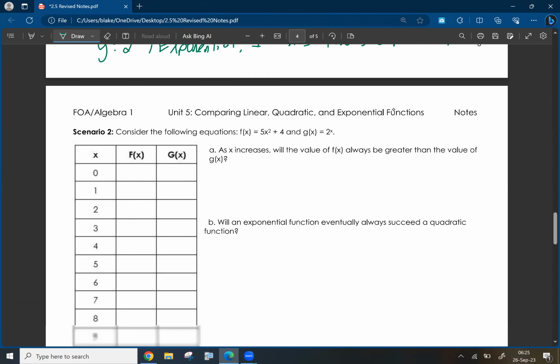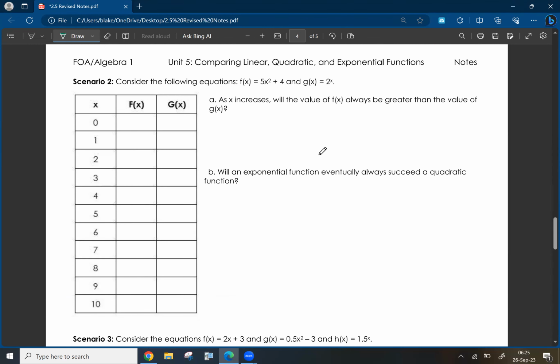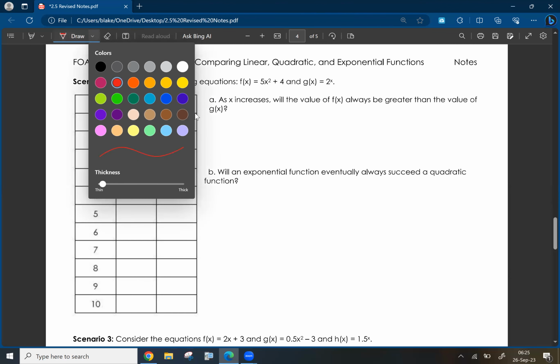All right, so now let's look at more things about slope. So let's consider the following equations. As x increases, will the value of f of x always be greater than the value of g of x? Will an exponential function eventually always exceed a quadratic function? So let's fill in the chart. Same as before, just plugging in the numbers and completing the table.